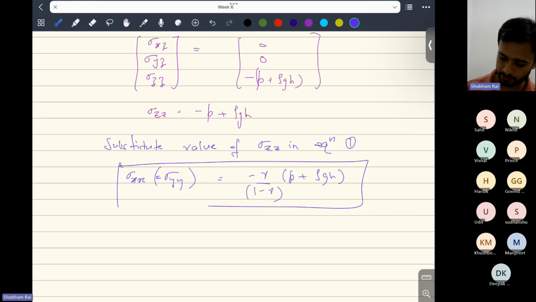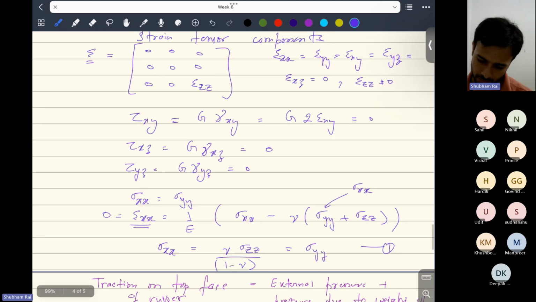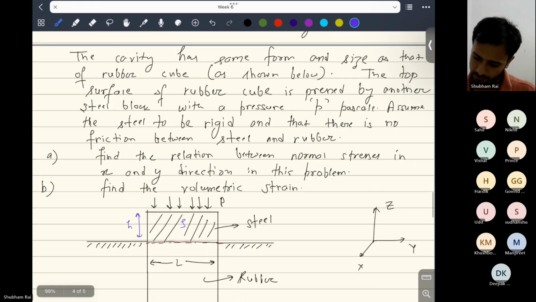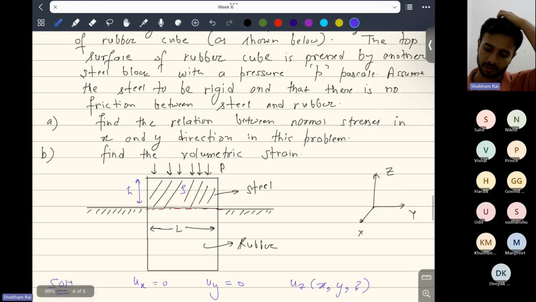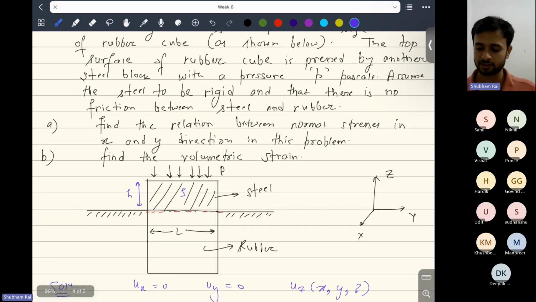And then now you can derive epsilon zz. So in the next part, you need to. So we have found out the first part, the relationship between normal stress in x y direction in this problem. That is, we had to find the expression of normal stress in terms of this pressure, or expression of this sigma xx and sigma yy in terms of this pressure, that we have done.